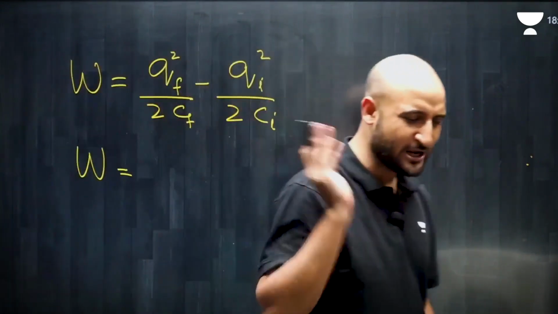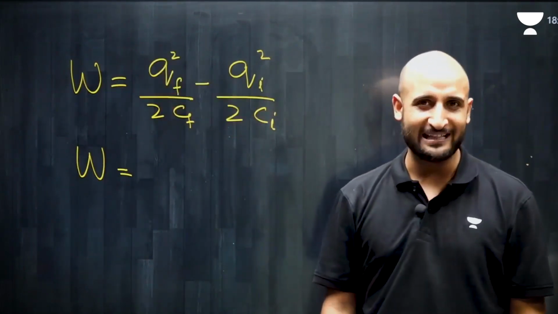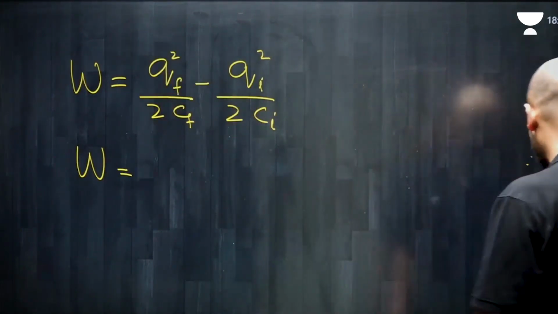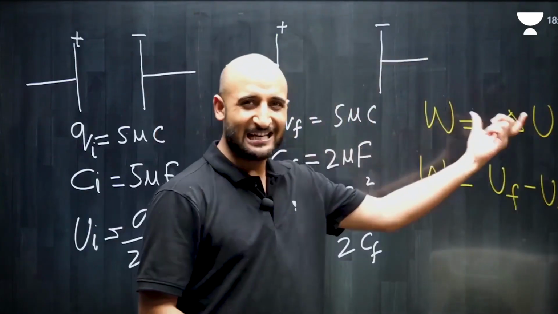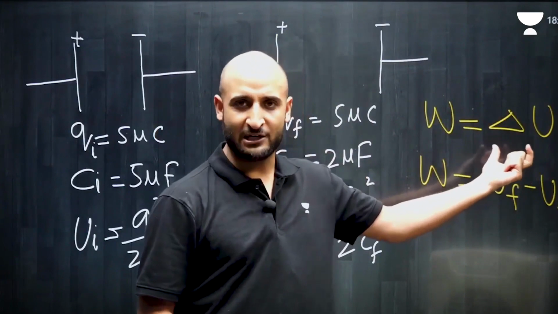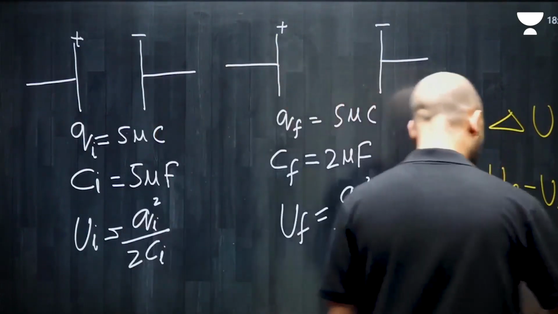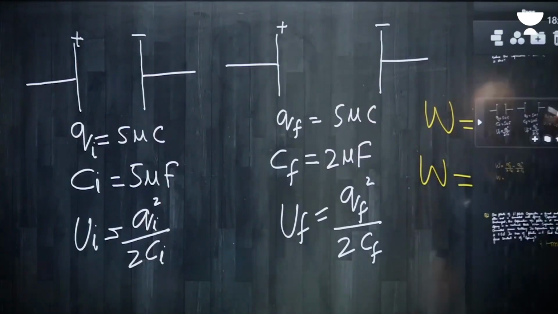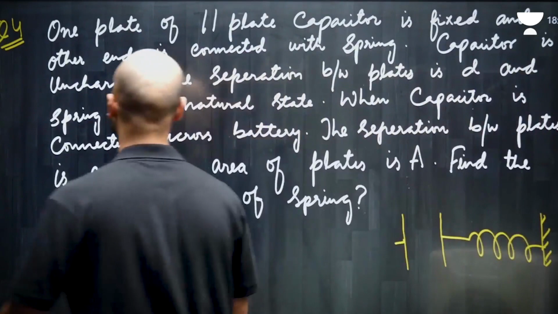Now it's only about putting the values here, and you get the work done by the external agency. So the point here is that the work done by the external agency will be given by the change in electrostatic energy stored. All right, so that was all about this question. Moving to the next question. Now have a look here.